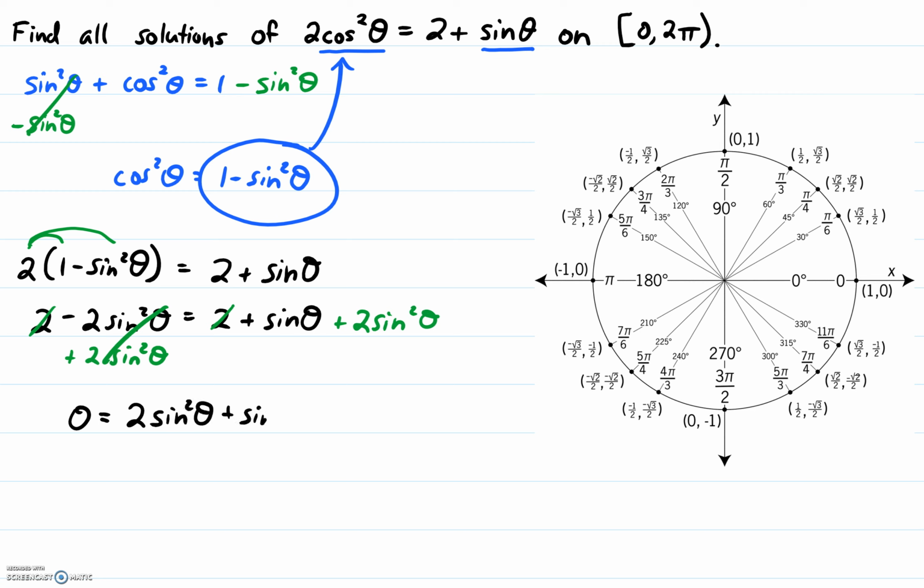plus sine theta. Now we've done a lot of work to get to this point, but now that we have 0 on one side and we just have sines, a sine squared and a sine theta, what we're going to do is factor, because now we can.